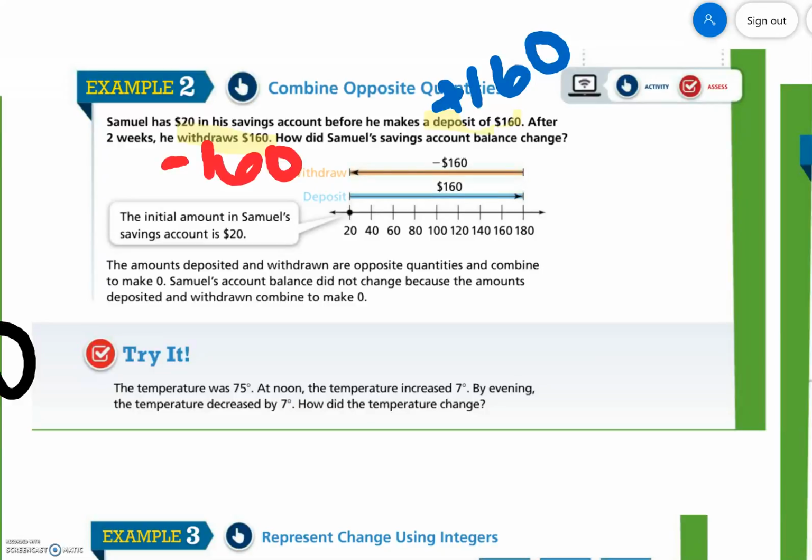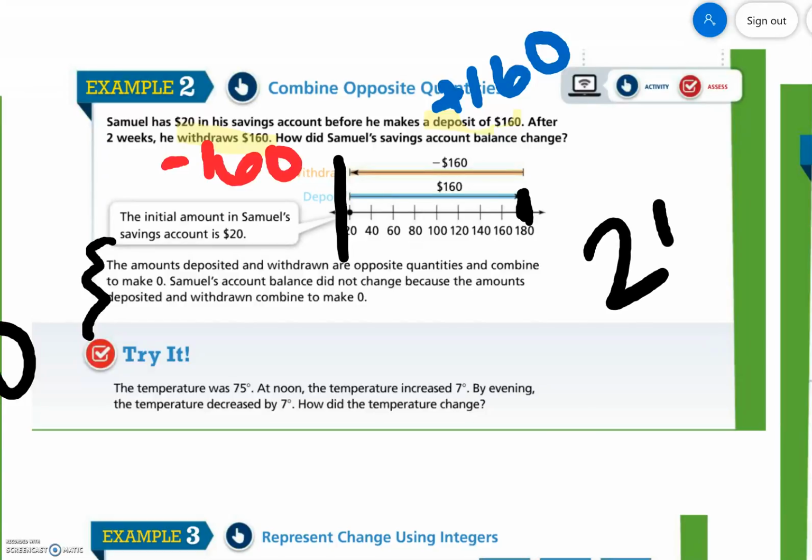So here they drew it on a number line for you. We started at 20. We increased by 160 to go here. And then we decreased by 160 and we ended back up where we started. The amounts deposited and withdrawn are opposite quantities and combined to make 0. Samuel's account balance did not change because the amounts deposited and withdrawn combined to make 0. So he added 160, subtracted 160, he's still at $20.